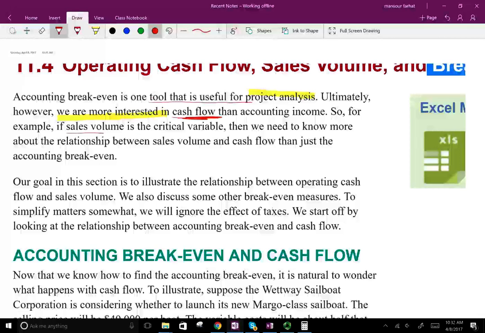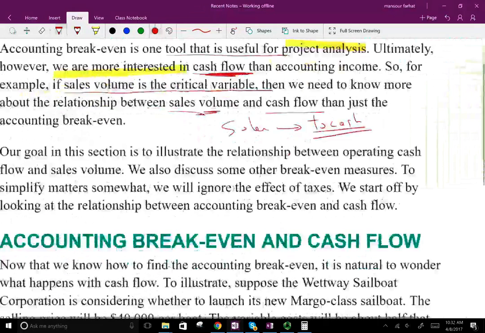If sales volume is a critical variable, then we need to know more about the relationship between sales volume and cash flow. Basically, what we're doing is going from sales to cash. We want to know on a cash basis how much cash we're bringing in, because our analysis is called DCF, discounted cash flow, not discounted accounting.